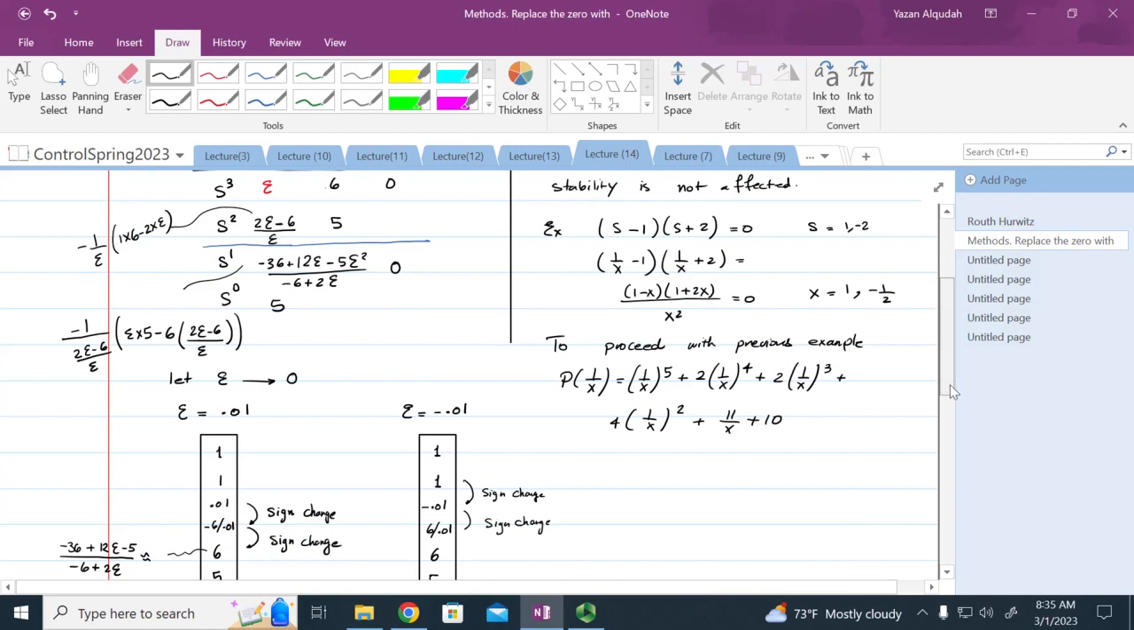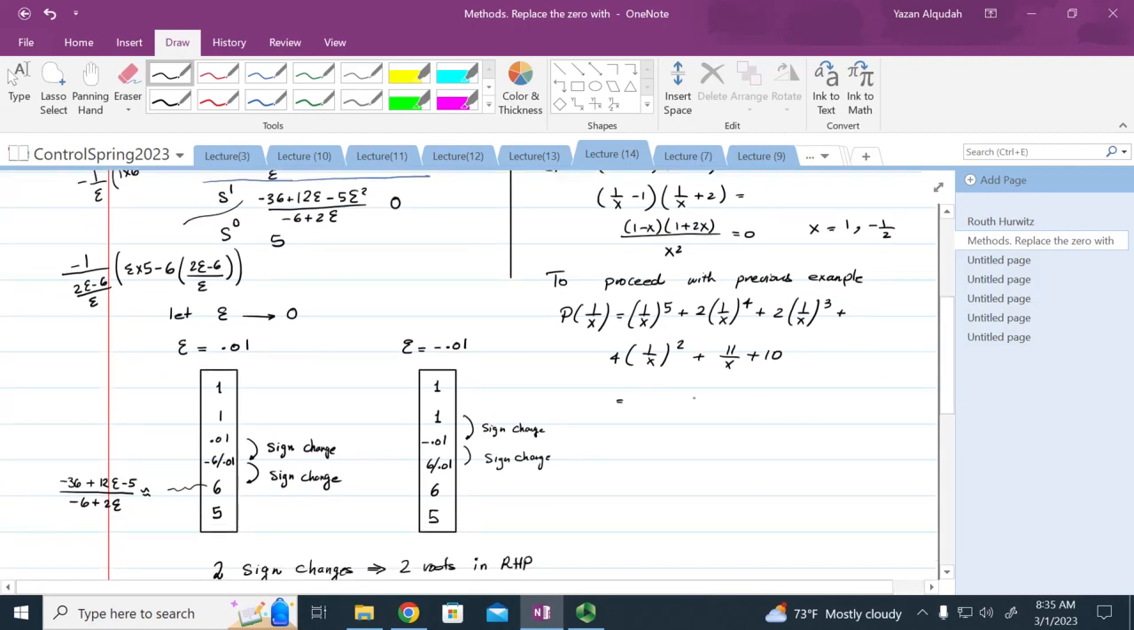Okay, so if you put the terms together, this is going to equal x to the 5 times 1 plus 2x plus 2x squared plus 4x cubed plus 11x to the fourth plus 10 multiplied by x to the 5.